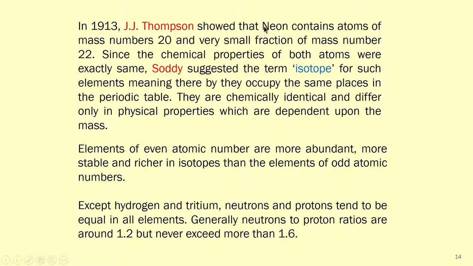They have different masses, but chemically they have to be the same, so the protons have to be the same. If the protons and neutrons were equal, there should not be any difference at all. So if you determine the average weight of neon, you will end up somewhere between 20 and 22. You will neither get 20 nor 22. That means a small amount of neon contains atoms having mass number 22. The chemical reactions are the same, so the chemical properties of both atoms are the same.